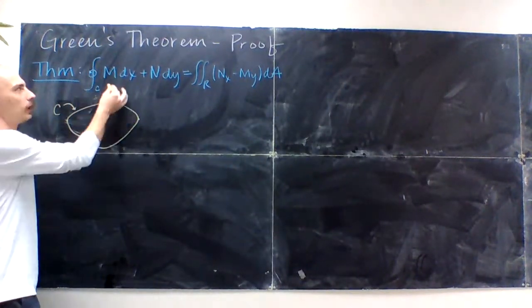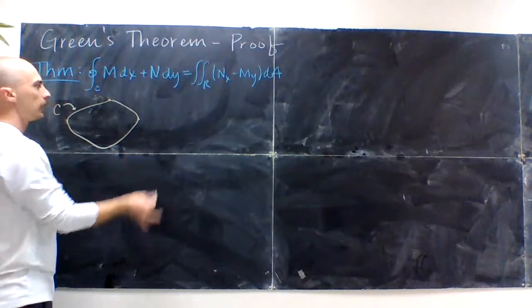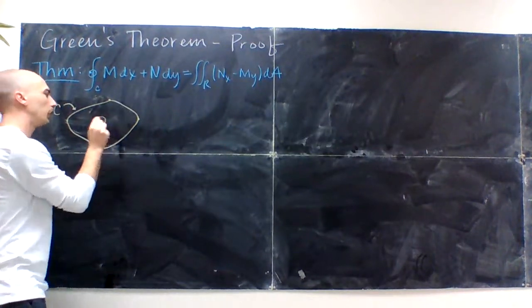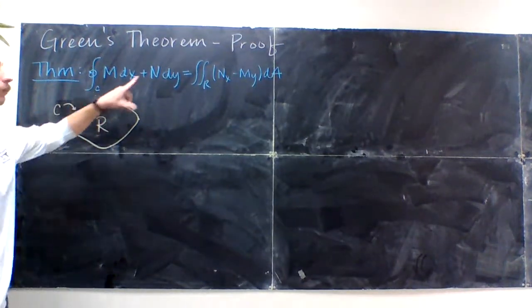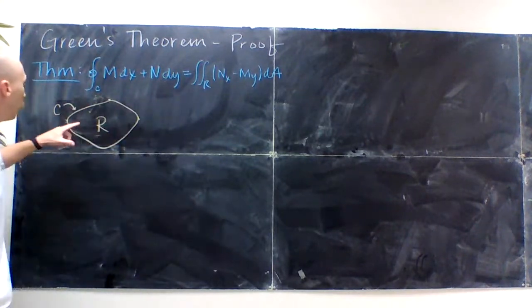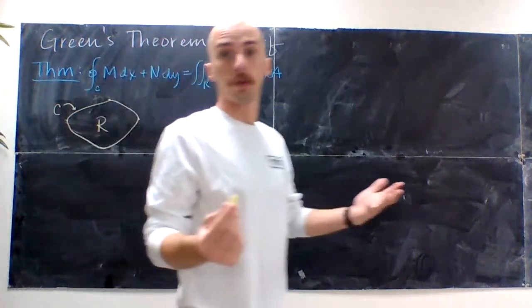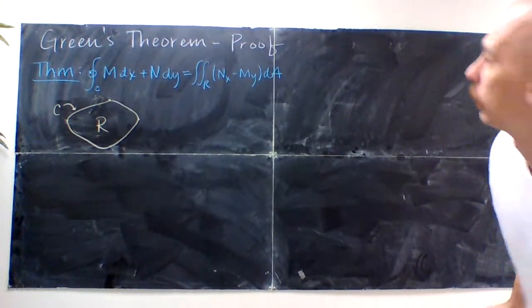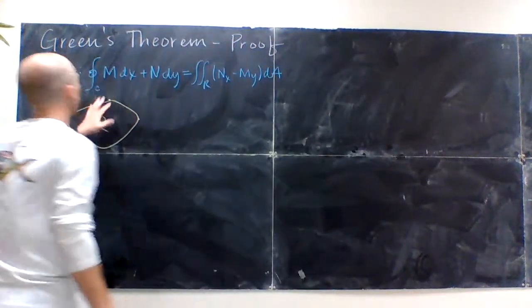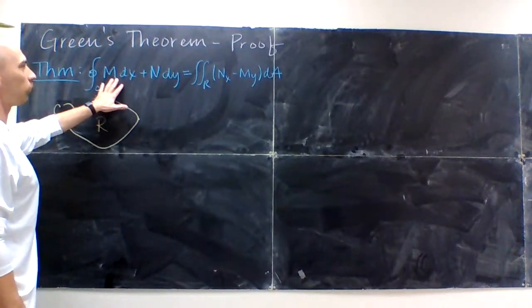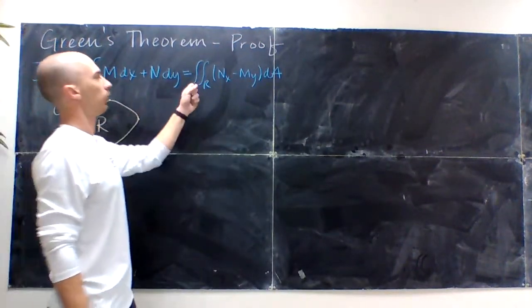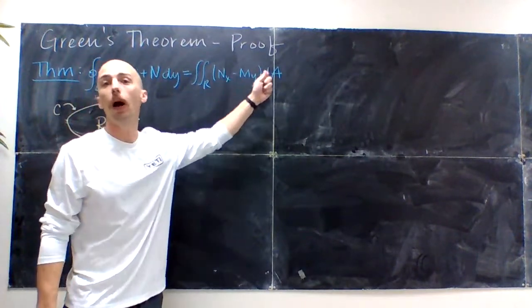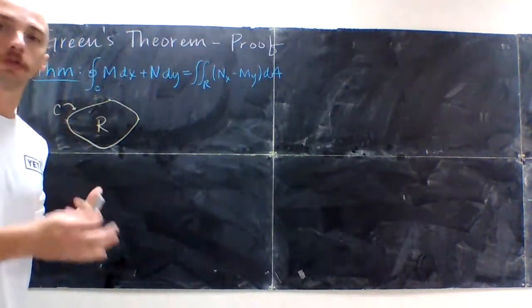We're going to path integrate M dx plus N dy. And then the interior of this is what we're calling R. And so we can double integrate Nx minus My on this region, and they're the same, turns out. So I'm going to start off by first showing you that just the integral over C of M dx is equal to this double integral of negative My dA. That's what I'm going to start with. Then I'll show you the other one.